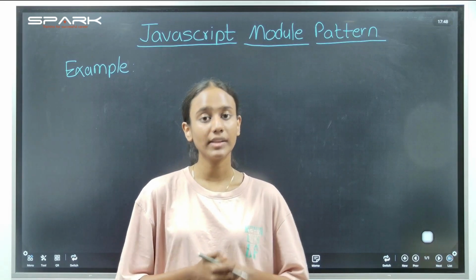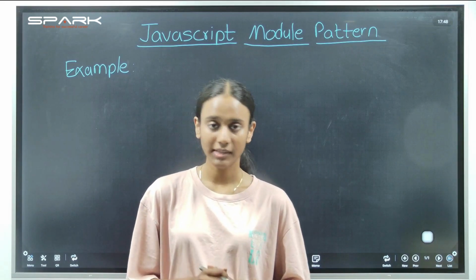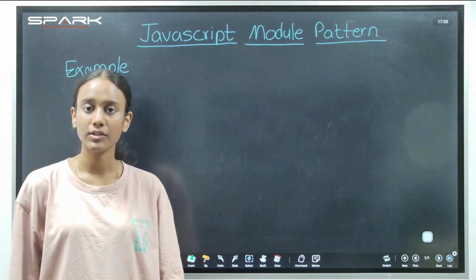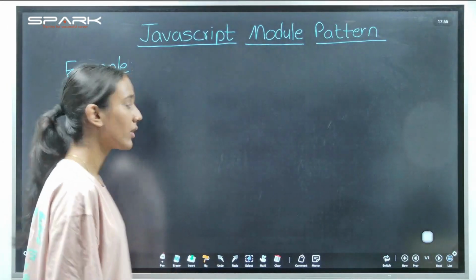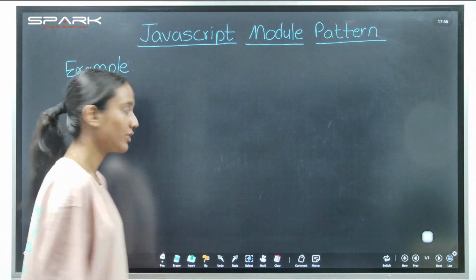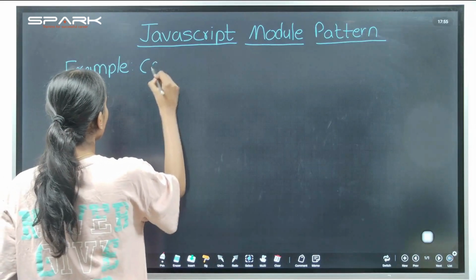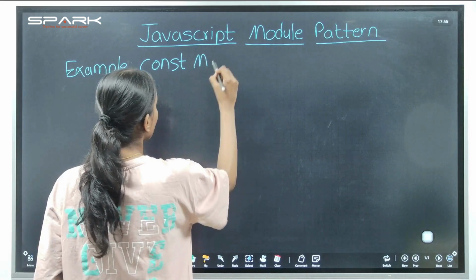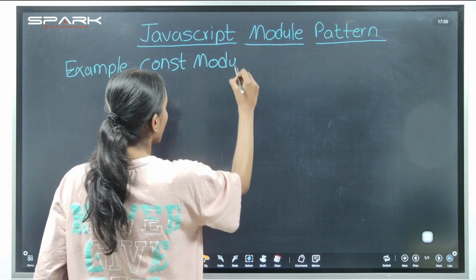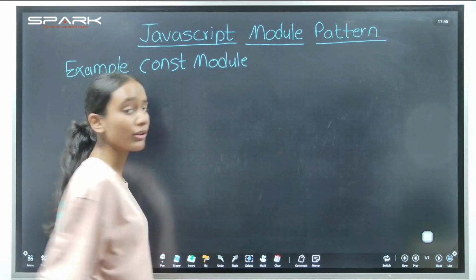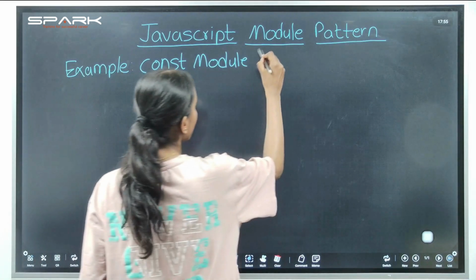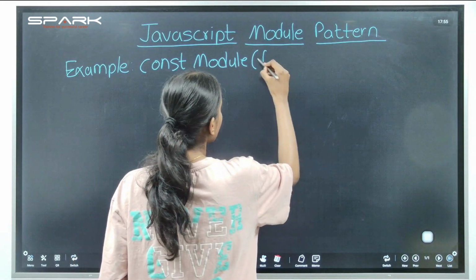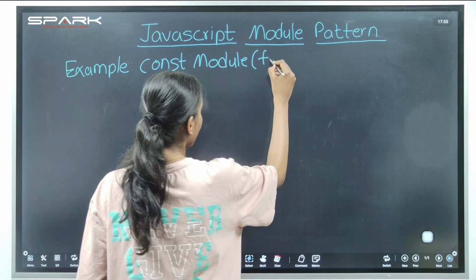Let me give you an example of the JavaScript module pattern. First, we are going to create a module as a function. Inside this module function, we are going to create a private variable and a public variable. First we will be creating a private variable.